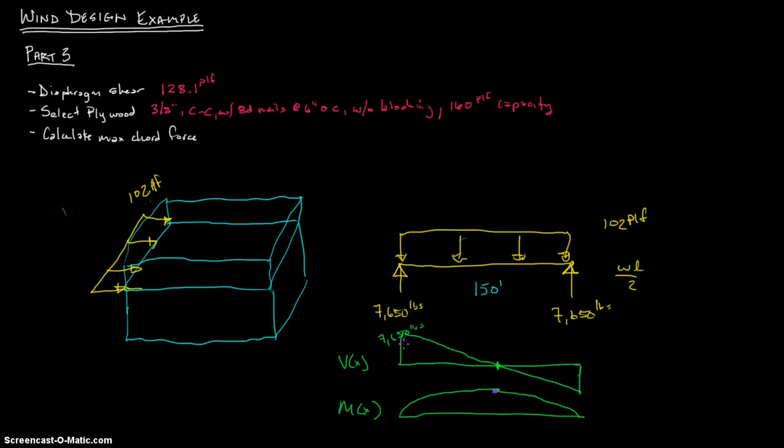This is going to be the area of this triangle. I mean, you can see where integration comes into play, but we don't really have to integrate because we know what the area of a triangle is. 1/2 base times height, so we know it's 7650 is the height, and then this is 150 divided by 2 is 75. So we get 286,875. That's going to be foot-pounds.